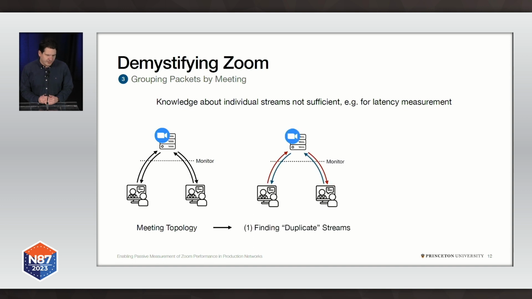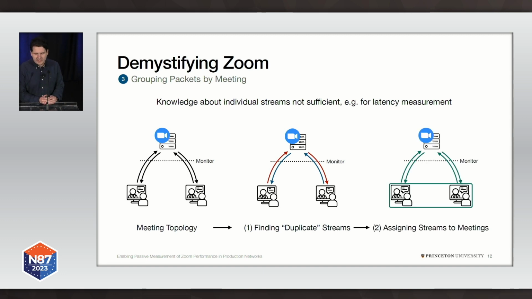In the first step, we look for what we call duplicate streams. So this happens when we see the same media signal, essentially, being sent from a participant on our campus through our monitor to the Zoom server, and then this very same stream is actually being relayed by the Zoom server back to the client on our campus. Zoom does not translate sequence numbers, does not translate timestamps or anything like that. So it's relatively straightforward to find these duplicate streams.